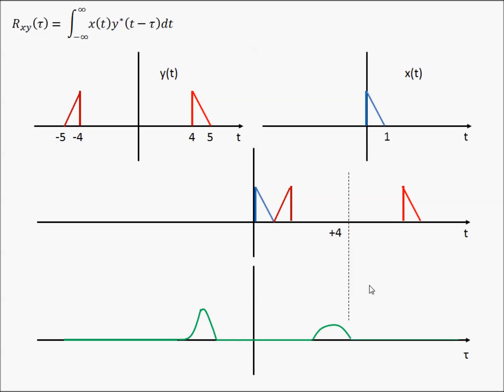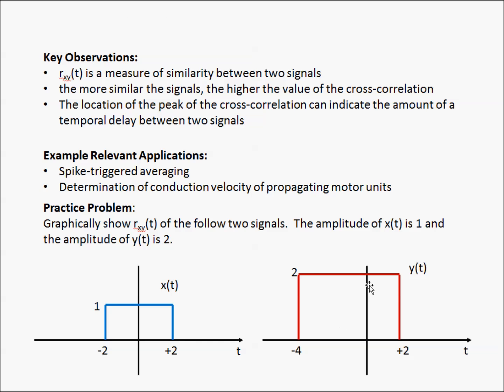It's used a lot. So to summarize, R_xy, the cross-correlation, this should be of tau instead of t, is a measure of similarity between the signals. The more similar the signals are, the higher the peak of the cross-correlation is going to be. And the location of the peak of the cross-correlation can indicate the amount of temporal delay between a set of signals. So in one of our next lectures, we're going to be talking about some applications.